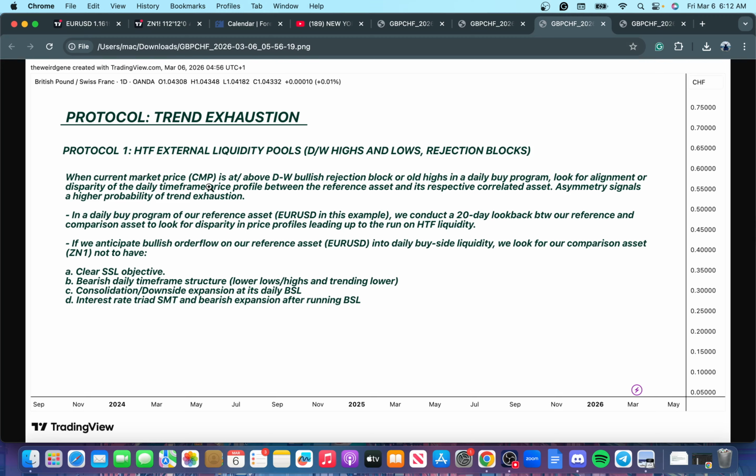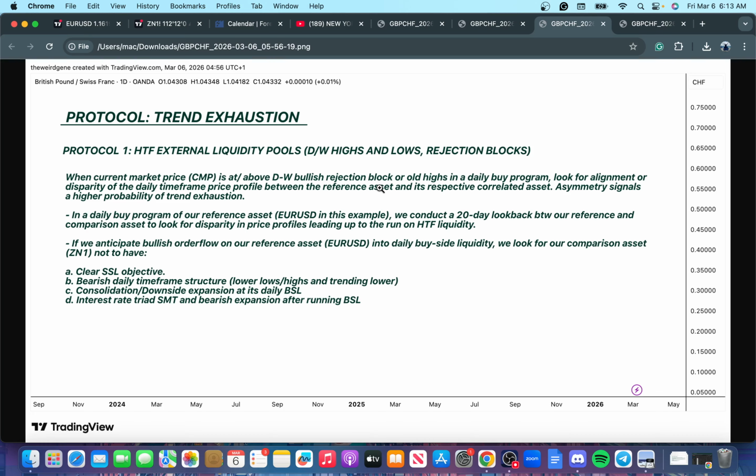When current market price is at or above a daily or weekly bullish rejection block, remember, this protocol is strictly for higher time frame analysis. This is not for lower time frame analysis. We're applying daily price profile symmetry for our higher time frame analysis to give us insight as to whether we are trading in a high probability market or a low probability market. So when current market price is trading at a rejection block, be it a daily rejection block, a weekly rejection block, or an old high, daily old high, weekly old high, this is a point where we no longer take trades, right?